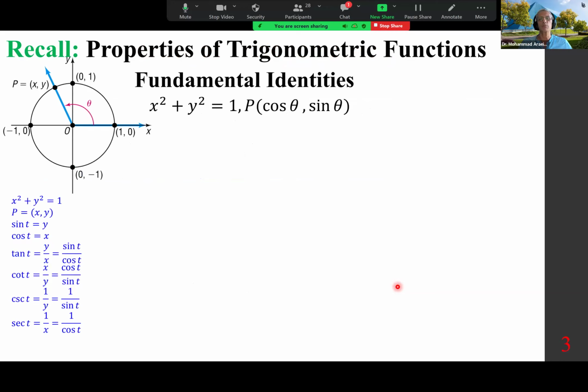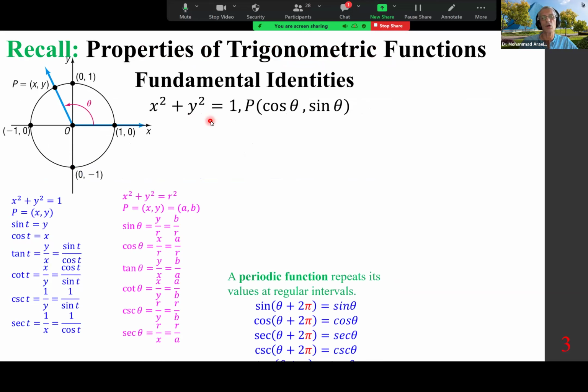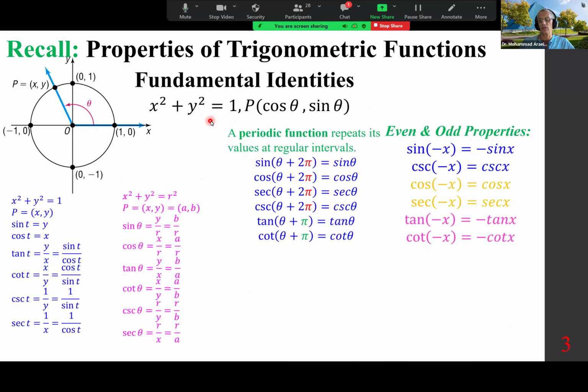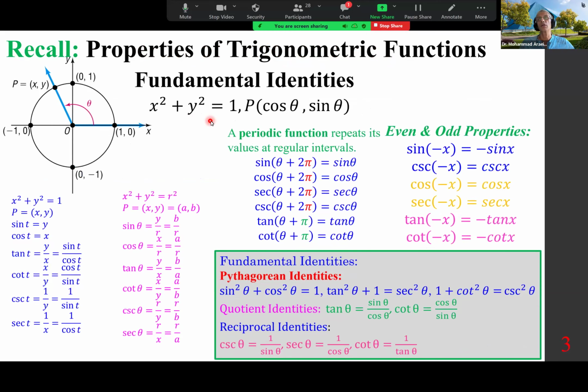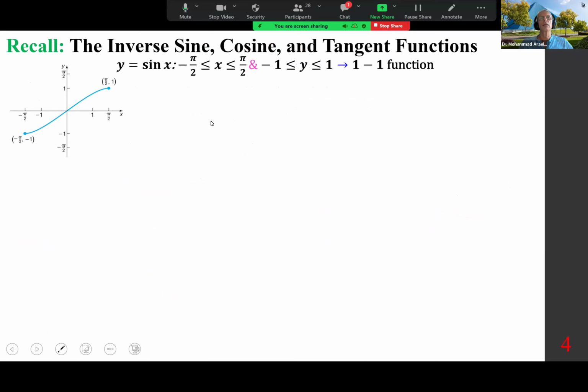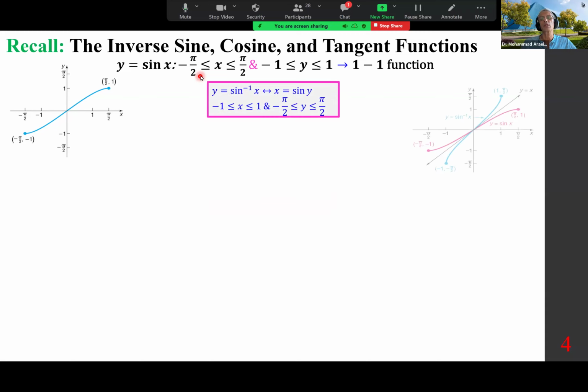Now we remember the properties of trigonometric functions involving the unit circle and other circles, periodic functions, even and odd, and some fundamental identities we have discussed. Reminding you that none of the trigonometric functions have an inverse, so we restrict them to be one-to-one. For example, sine is not one-to-one, but when we restrict it from negative pi over 2 to pi over 2 it becomes a one-to-one function, and we can find its inverse.